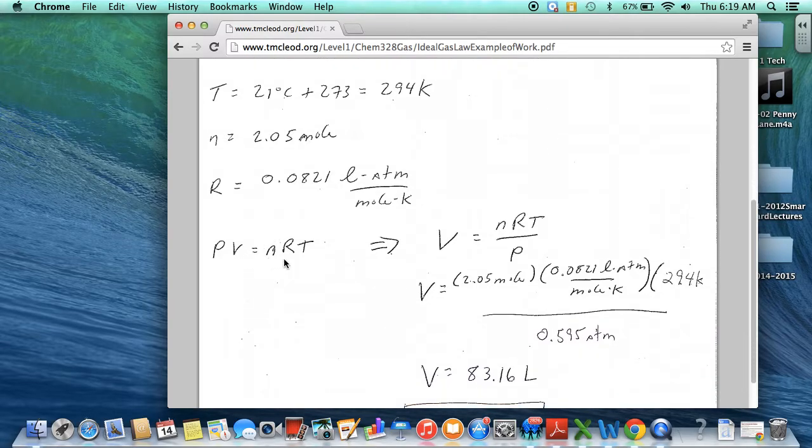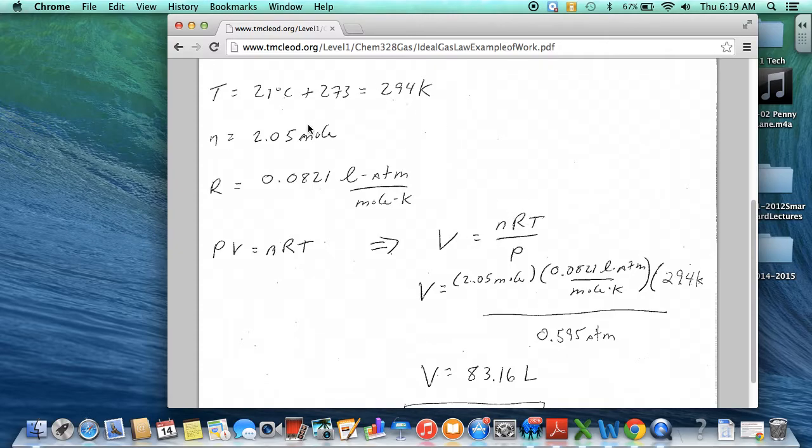So PV is equal to nRT. You don't need little subscripts because there's only one condition and only one gas. But you do need to get the right mathematical equation. This is not the right equation to get x on one side and all the other variables on the other side. That becomes volume is equal to nRT over P. That is your correct equation.